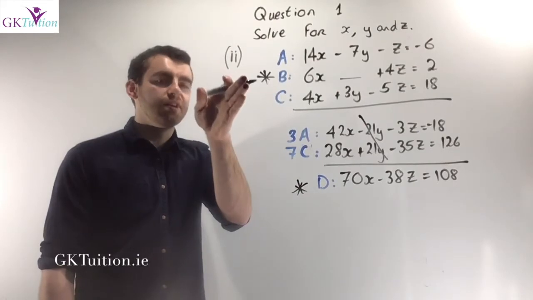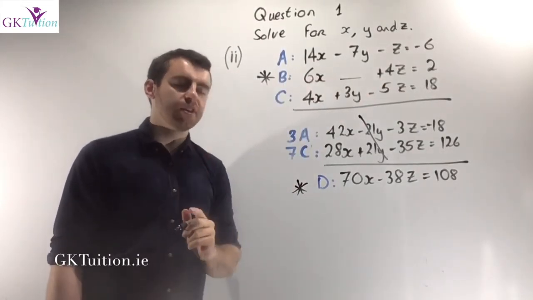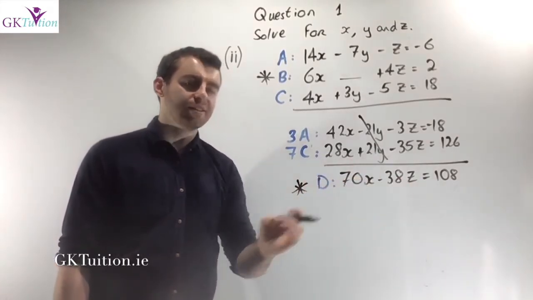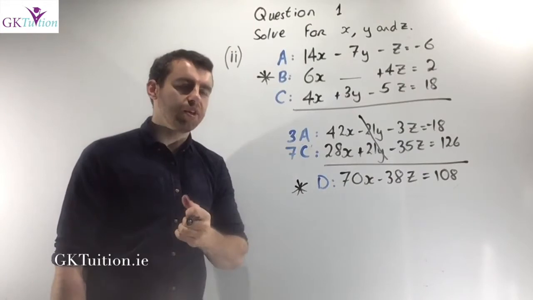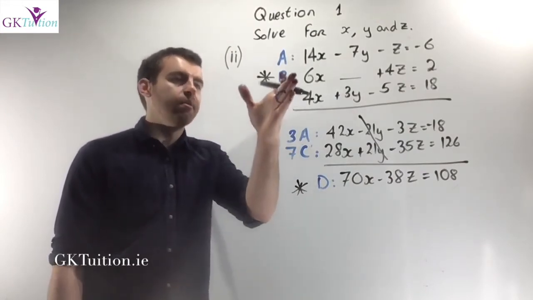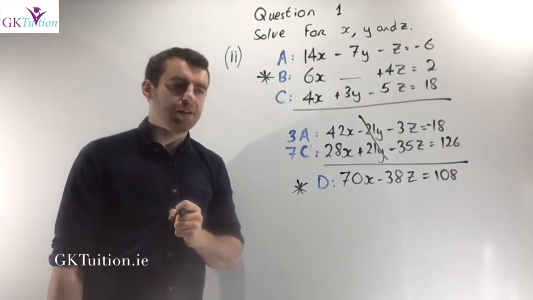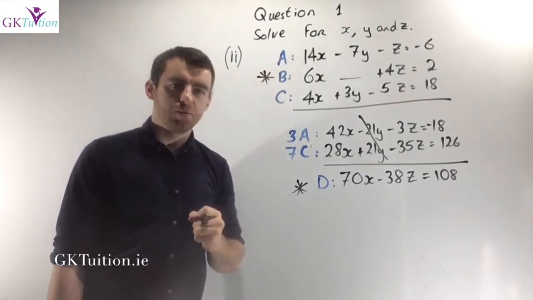The equation given in the original question only has x's and z's in it. And the one equation that I've formed here only has x's and z's in it, which means that I can carry out a simultaneous equation using B and D. I don't need to get another equation at all. I'll be able to find x and z using just B and D, and then I'll sub back into either A or C, and I'll find the value for y.